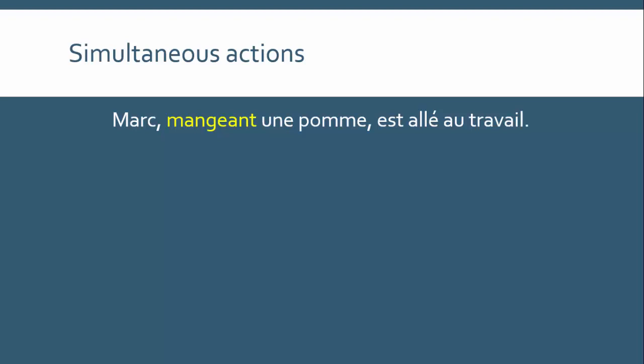So the important thing here is the fact that Marc went to work. That's why the mangeant une pomme is between commas. The mangeant une pomme is just extra information about what he was doing while he was going to work. Okay, they're not remotely related. Now, that doesn't mean the actions can't be related.